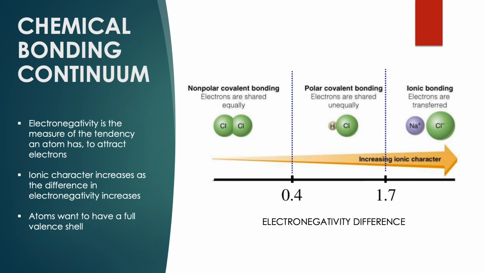As seen in the diagram, a nonpolar covalent bond has an EN difference of 0 to 0.4, with electrons shared equally. A polar covalent bond has an EN difference of 0.4 to 1.7, with an uneven sharing of electrons. And lastly, an ionic bond has an EN difference of above 1.7, resulting in the full transfer of electrons.